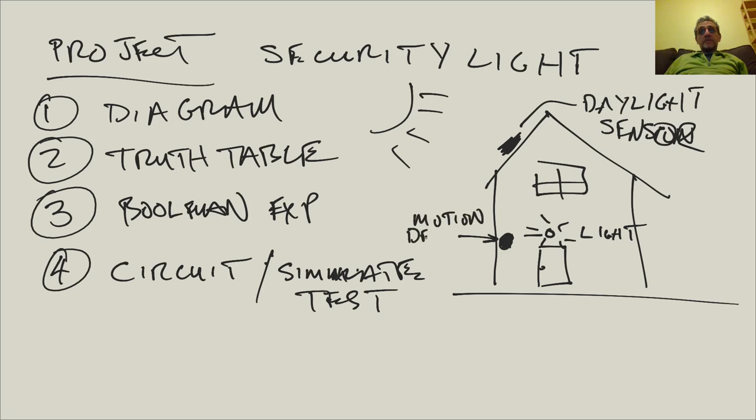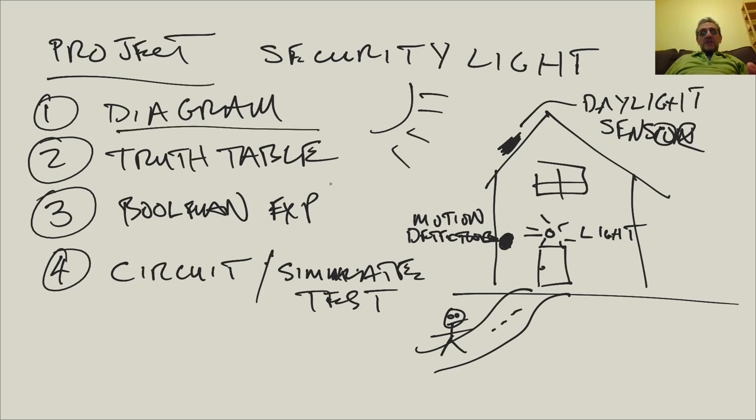So, in other words, if this is the path up to the house, and some dude is walking up to the house, when do you want this light to go on? Do you want the light to go on if it's the mailman giving you the mail? Not really. Mail people usually work in the daytime. But you'd be suspicious if someone walks up to the front of your house in the middle of the night when it's dark. So at this point, the diagram is done.